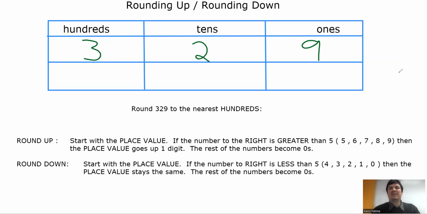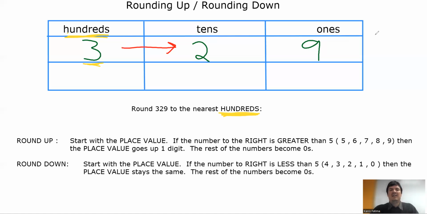Let's look at another example. Our example says round 329 to the nearest hundreds. Again, we start at the place value that we're rounding to. So if we look at the 100 spot, we're going to start with 3. Now, we just need to look to the right in the 10 spot. So here we're looking at 2.